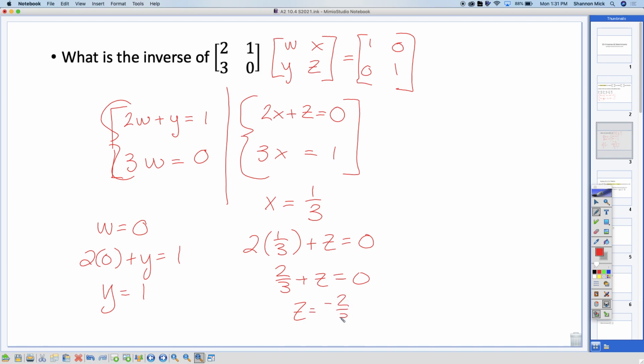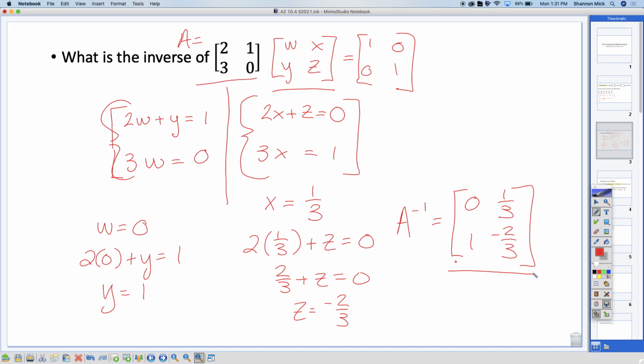Negative 2/3. So we're going to call this matrix A. I didn't name it, did I? So A inverse, because that's what this is, right? Okay, what's W? 0. What's X? 1/3. What's Y? 1. And what's Z? Negative 2/3. So if I take this times the original, what should I get? 1, 0, 0, 1.